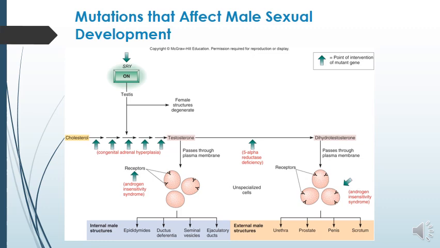The green arrows indicate where mutations disrupt normal sexual development, and diseases are identified in red. If you look at this, you can see congenital adrenal hyperplasia, which I will be discussing, as well as androgen insensitivity syndrome and 5-alpha reductase deficiency shown on this slide.